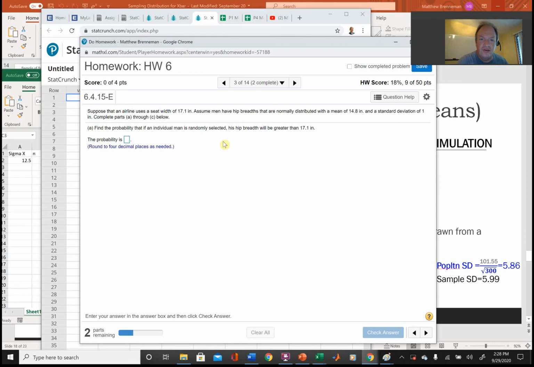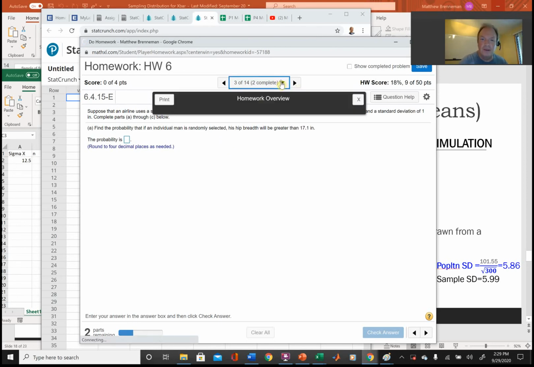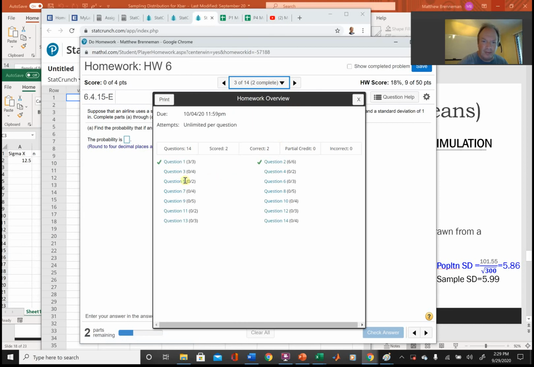Suppose an airline uses a seat width of 17.1 inches. Okay, so this is probably going to be a mean sort of problem, right? Assume men have hip widths that are normally distributed with a mean of 14.8 inches and a standard deviation of 1 inch. And this is actually the same sort of problem as the last one, right? They're talking about the individual versus the estimators, and we're going to have to use the central limit theorem. So that's not so bad.